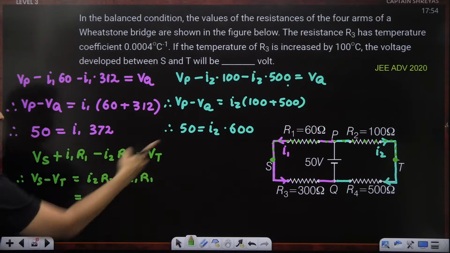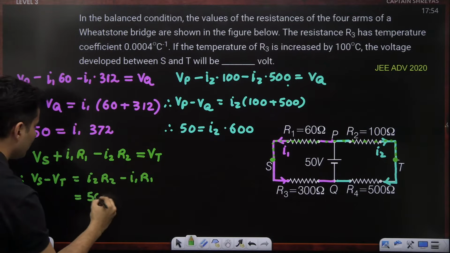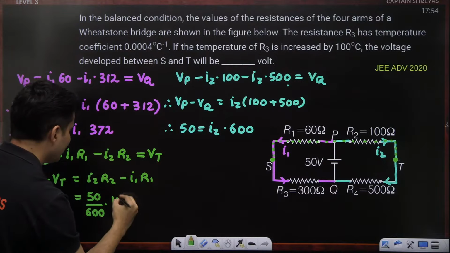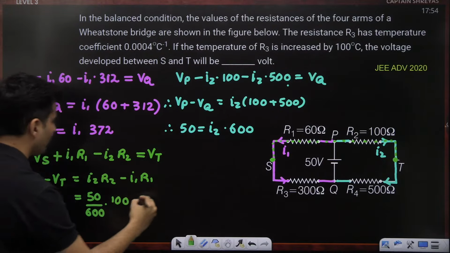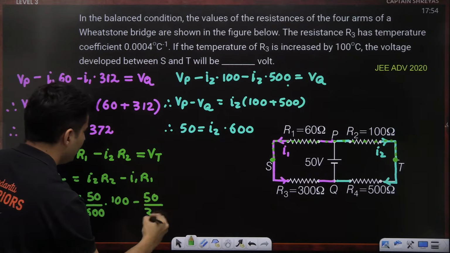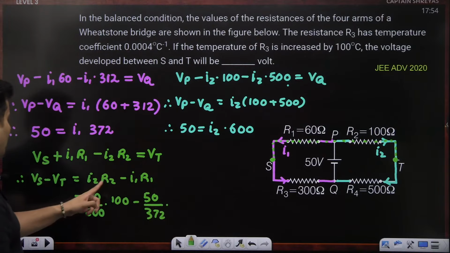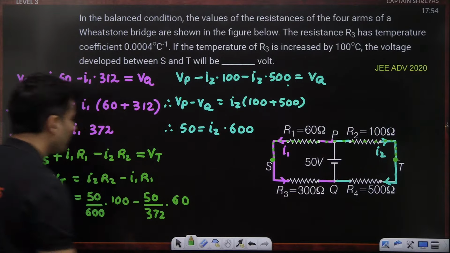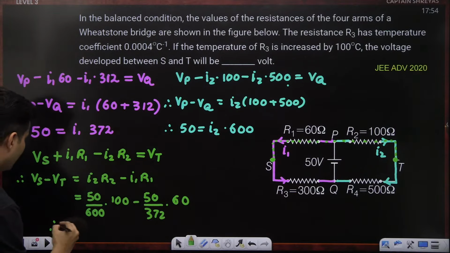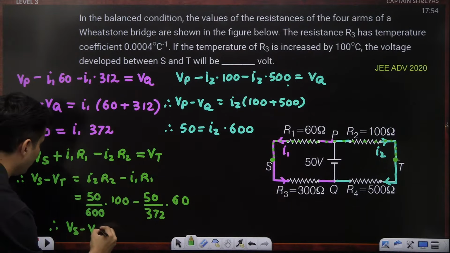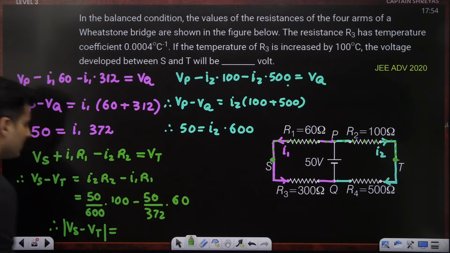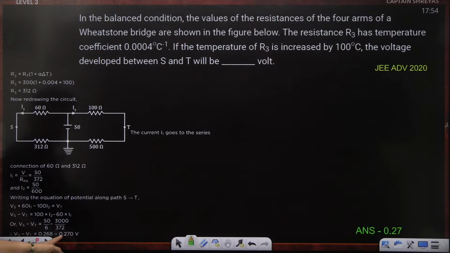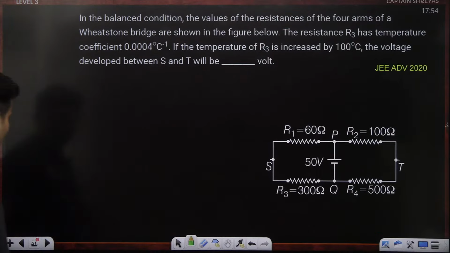So what is I2? I think we figured it out over here, which is 50 by 600. What is resistance number 2? That is basically 100. I1 is basically 50 divided by 372. What is R1? R1 is basically 60. That's it. You solve this and just find out the mod value. I'm not interested in the actual value, I'm interested in the mod value. Just find it out, and I think it should come out to be 0.27 volts.